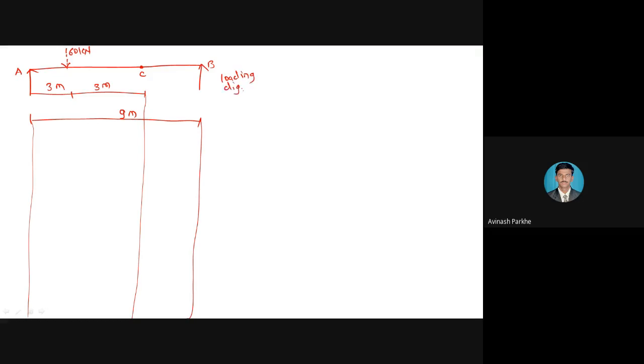Now before the SF and BM calculation, the first requirement is the reaction calculation. So the summation of vertical forces, we are considering only vertical forces. Summation of Fy is equal to 0. How many forces are applied on this particular beam? Two reactions are there, reaction RA and reaction RB. These two reactions are moving in the upward direction, and one point load is there. That means we have converted UDL into the point load, and that converted point load is acting in the downward direction.